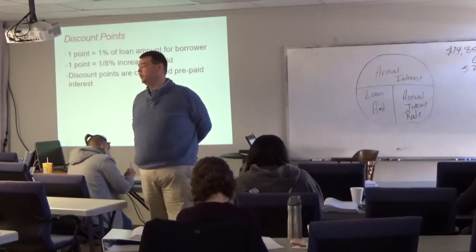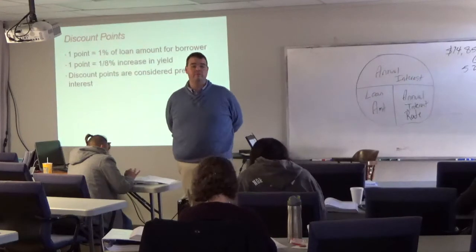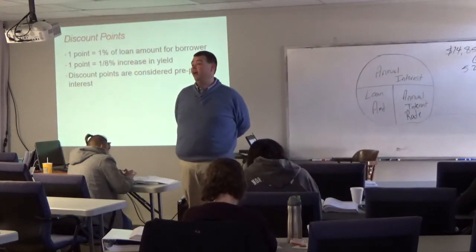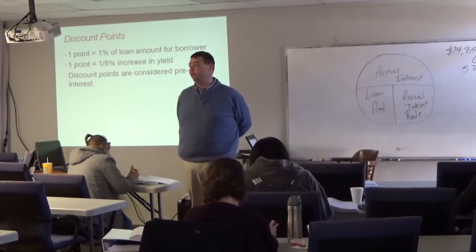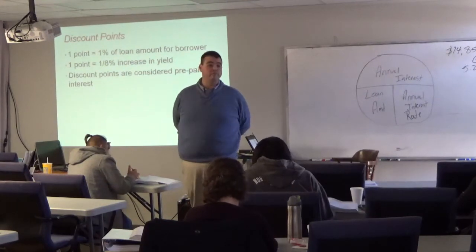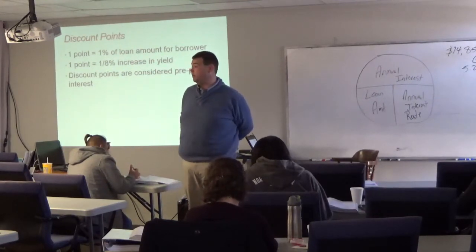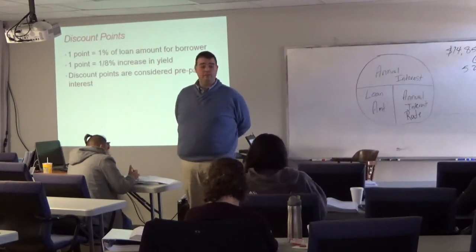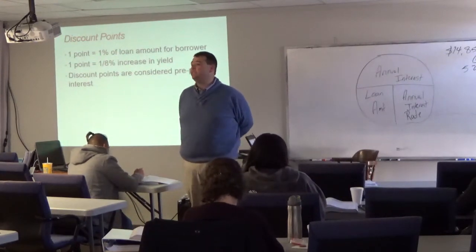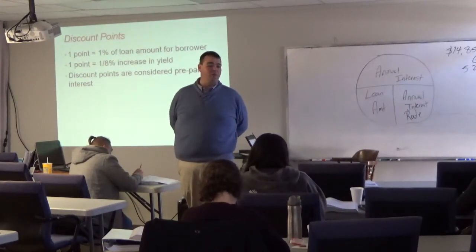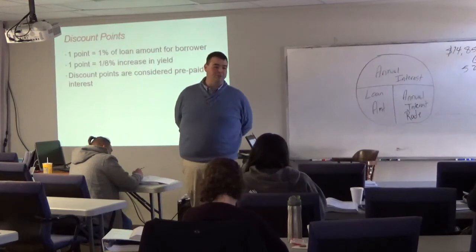How many discount points would that take? 4, right? 0.5 divided by 0.125 would be 4. 4 points. Is everybody all right with that? 3, 6, 7, it doesn't matter. It's always going to be 0.125 for each one.